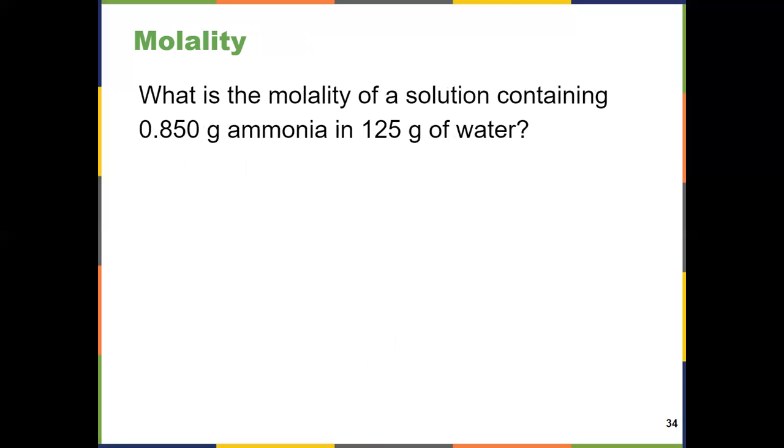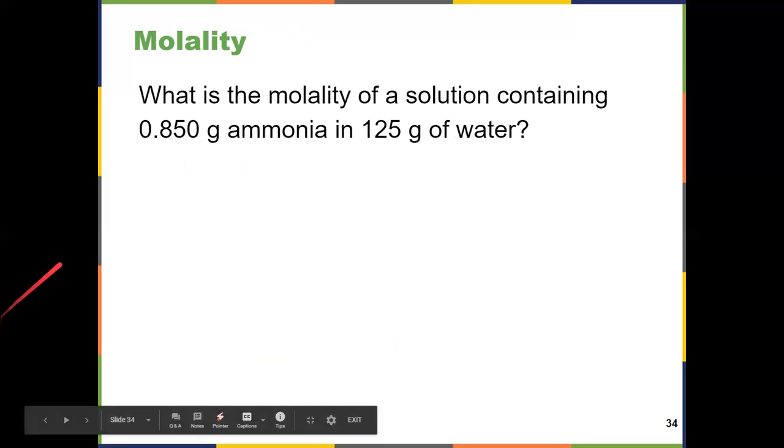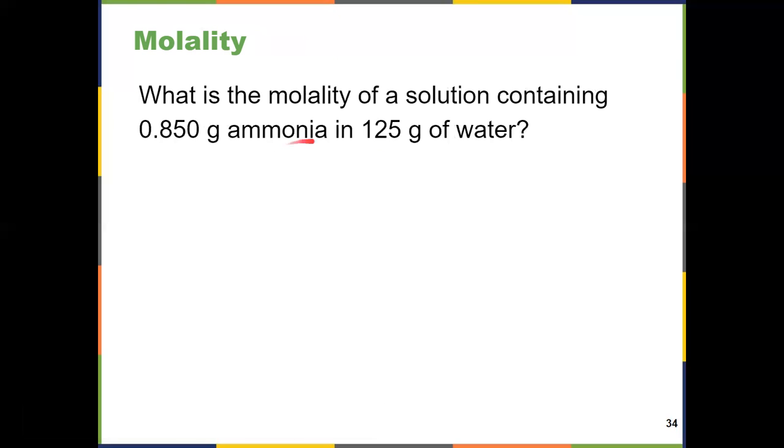So here on slide 34, we have a practice question. This is contained within the notes, or you can pause the video here and try it on your own. What's the molality of a solution with 0.850 grams of ammonia and 125 grams of water? We need to convert grams of ammonia, which is the solute, into moles, convert that 125 grams into kilograms, and then put one over the other. You should end up with 0.399 as your final answer.